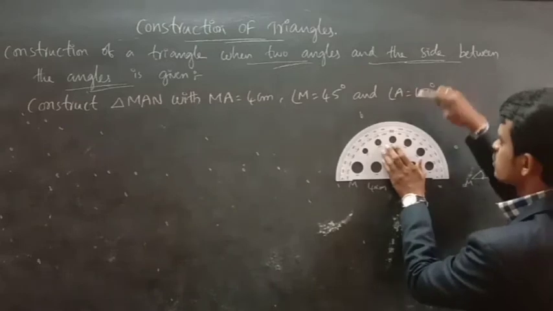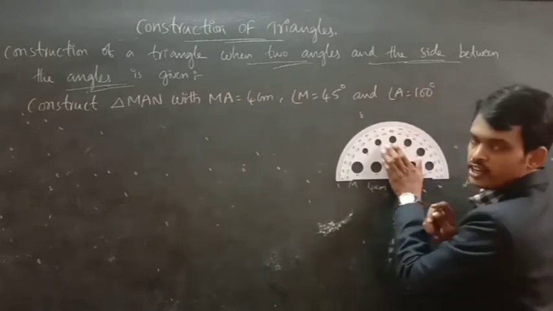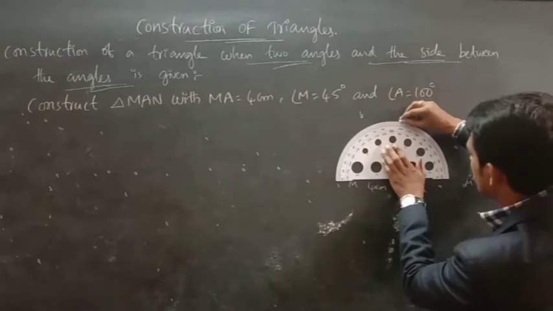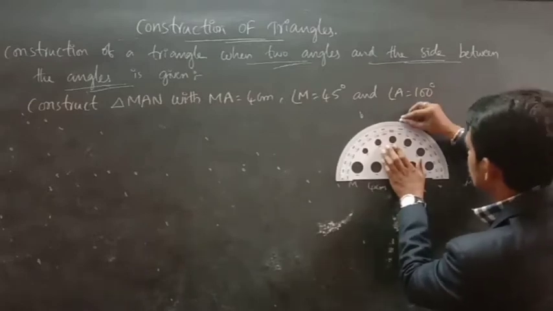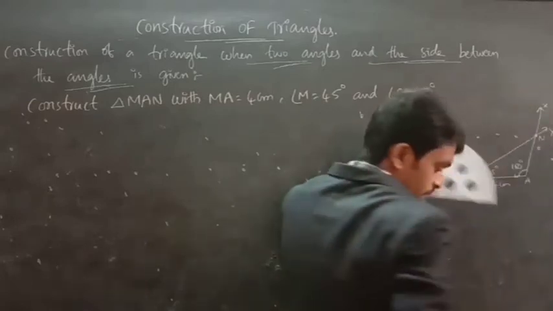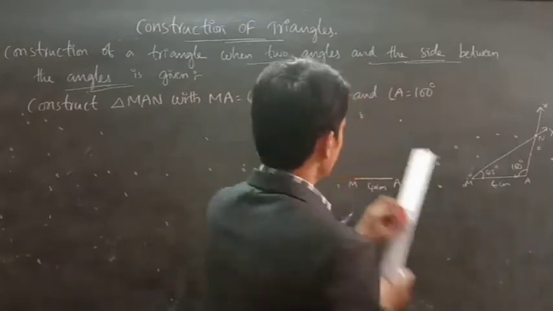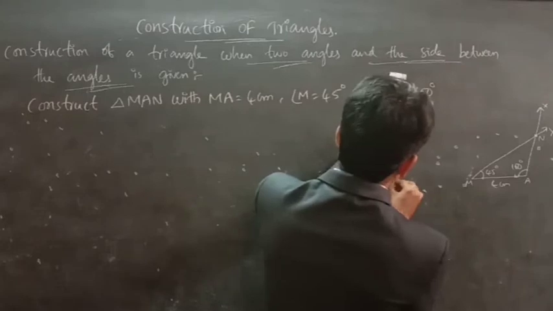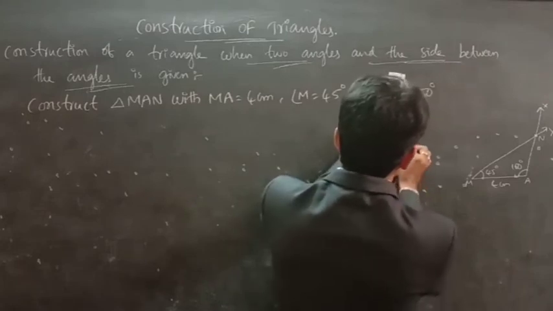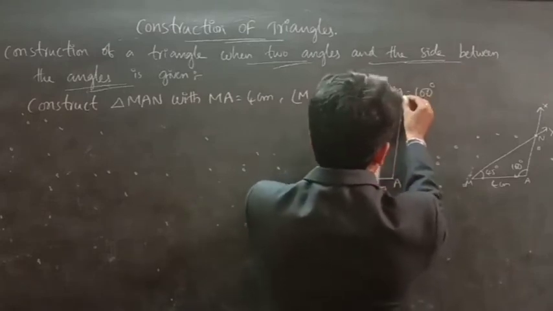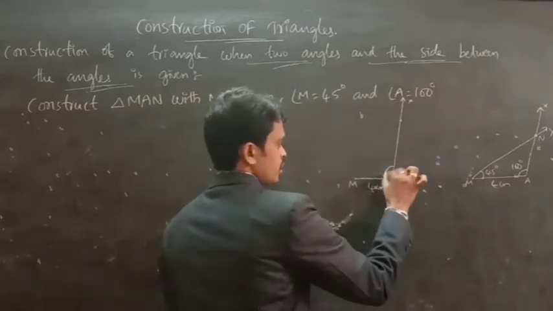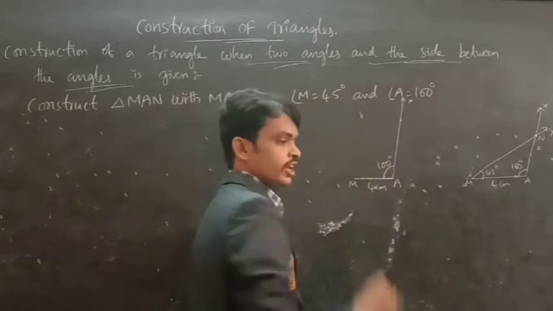Now, 100 degrees is more than 90 degrees. So where is the 100 degrees? Here is the 100 degrees. So mark the 100 degrees, and by using a ruler, draw a ray and name it AX. So this is 100 degrees.